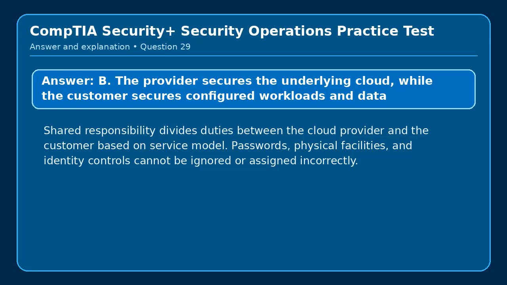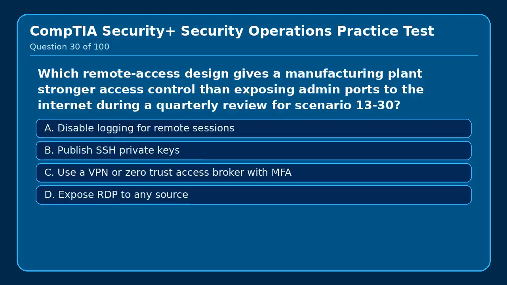The answer is C. Use a VPN or zero trust access broker with MFA. Controlled remote access with strong authentication reduces exposure of administrative services. Open admin ports, exposed keys, and disabled logs increase the chance and impact of compromise.